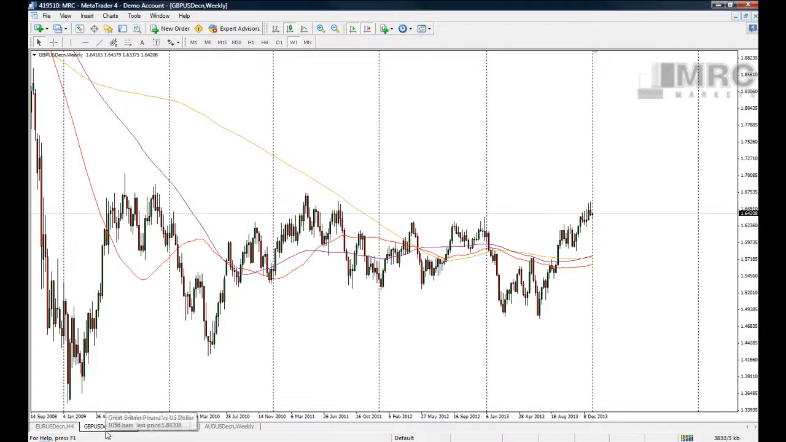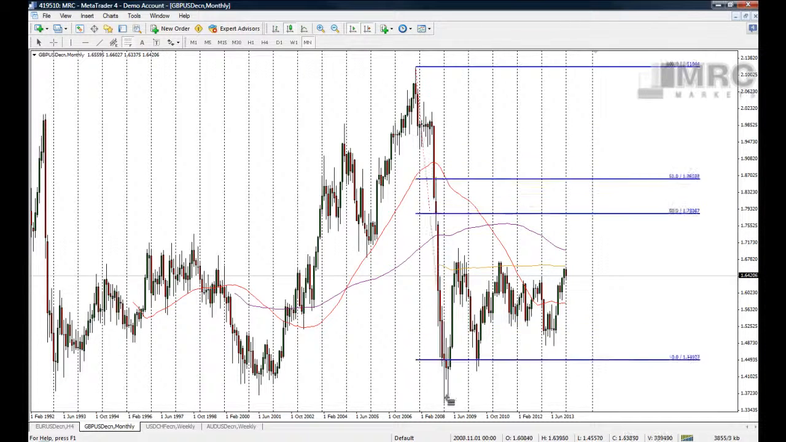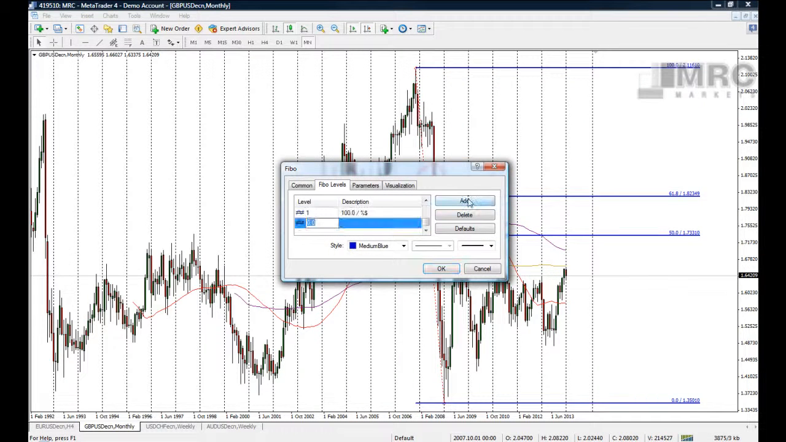So let's have a look at cable. Let's briefly look at this monthly chart, as it's the first webinar of the year. So in terms of the monthly, nothing's changed really. This is the fib I'll personally be looking at. I think if you draw 38.2, it's pretty much lining up with this 200. In fact, let's stick it on there.